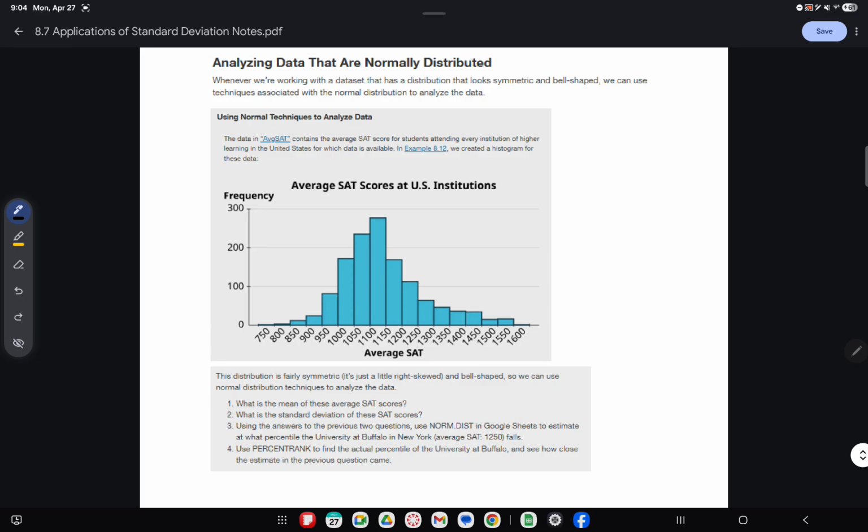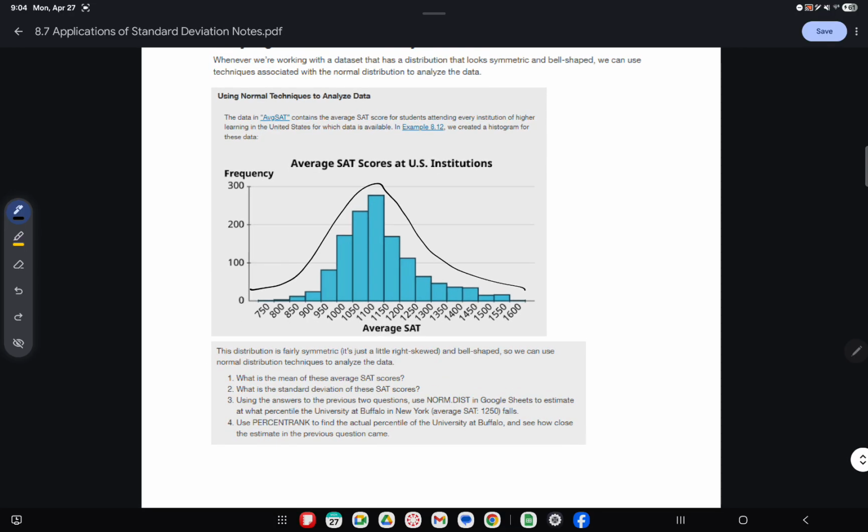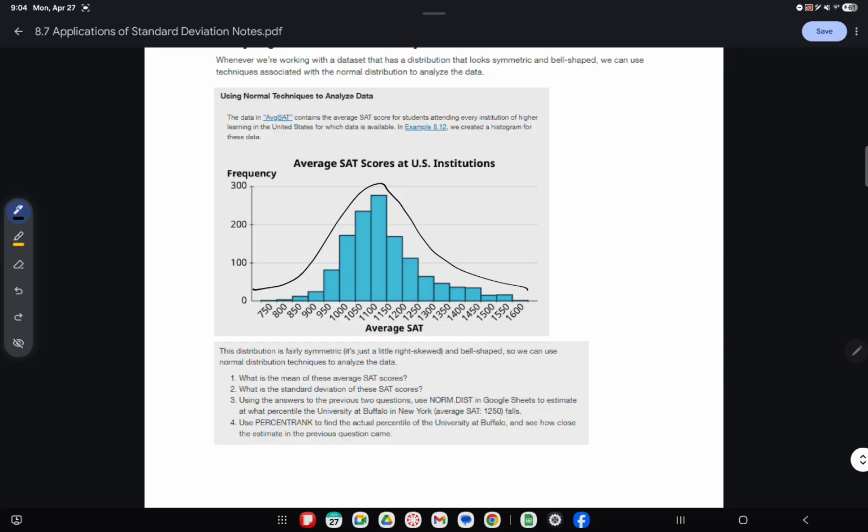The normal distribution, remember, kind of looks like a bell shape. It's pretty symmetrical. So when it looks almost normal, we can pretty much assume that it is normal and use some analysis based off of that, right? So this looks pretty normal because it has that bell shape here.